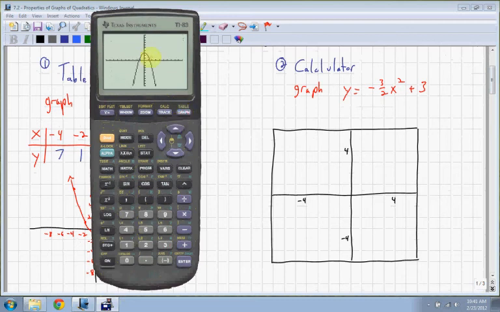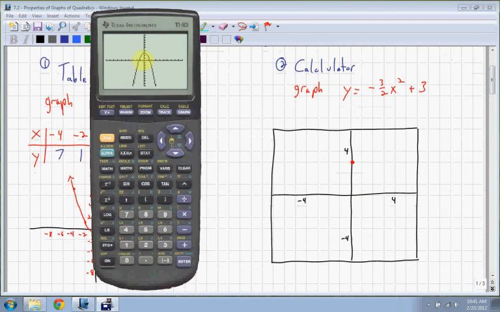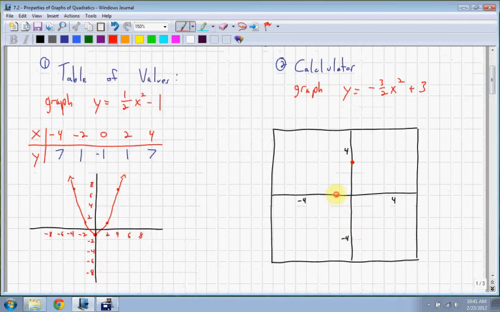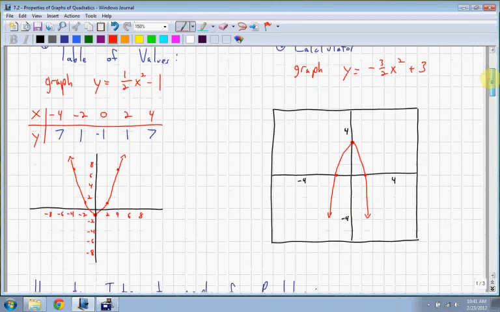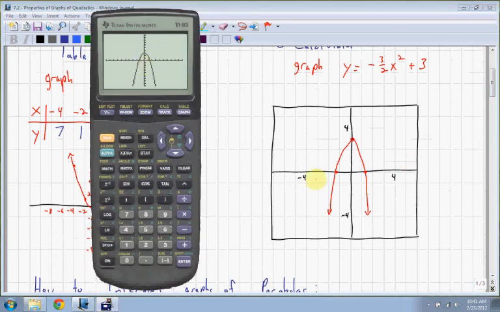Looks like an upside down parabola. It goes through at about 3. So 1, 2, 3. And then it goes through a little bit more than -1 and 1, so probably to about there and there. And your graph goes down and down like that. Okay, so that's graphing using a calculator. Basically graphing it, making sure your window looks the same.